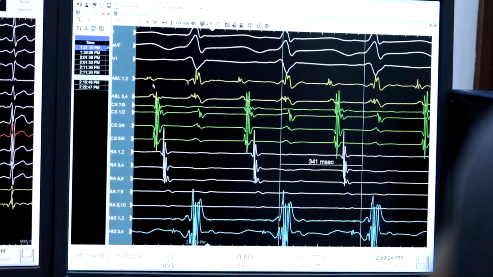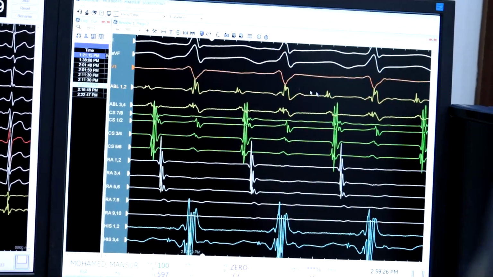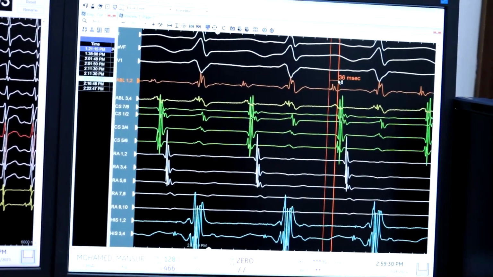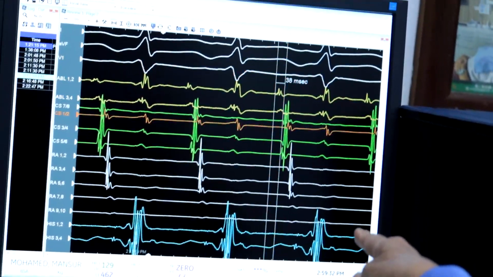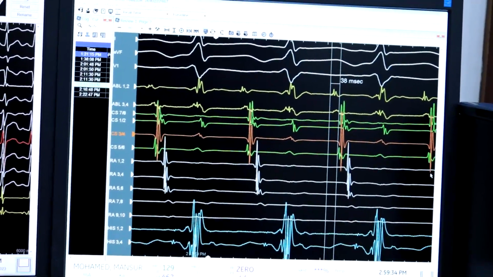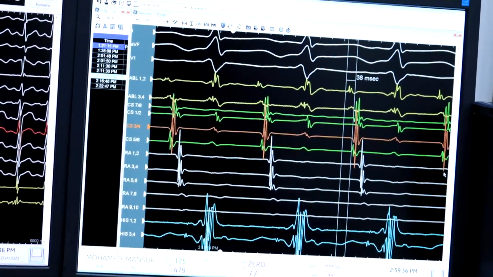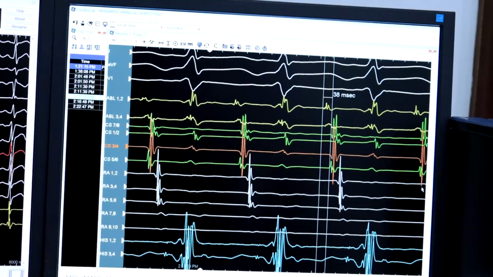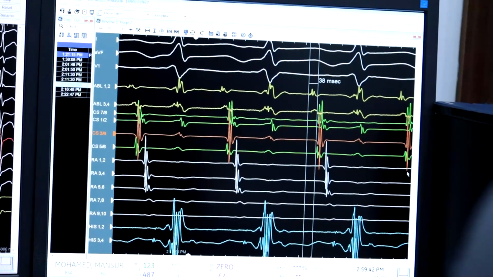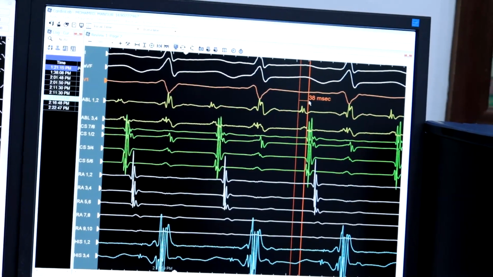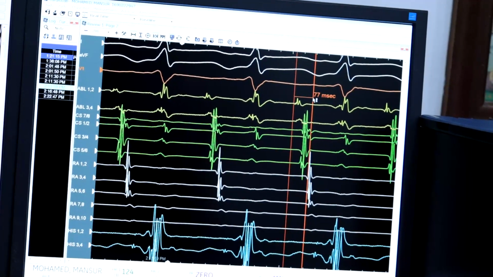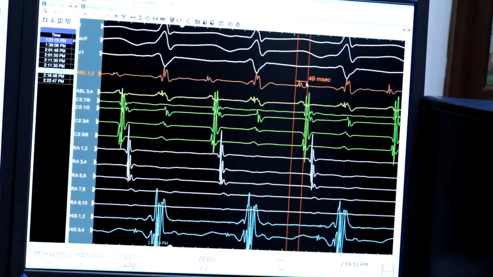So we choose a channel which is stable in front of us, and we were measuring on, for example, 5 and 6. 7, 8 was at the ostium of the CS, and we were mapping all around, and we could get minus 38 before the earliest. But it is better to measure to the P wave. So here, if this is the onset of the P wave, this is like 49 milliseconds.